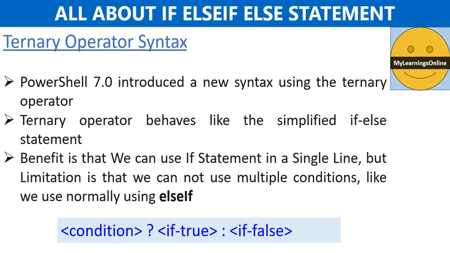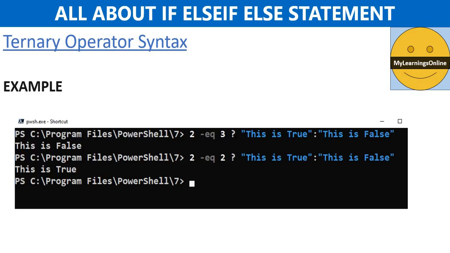Benefit of using this new syntax is that we can use if statement in a single line, so it can easily be used in command shell. But limitation of using this new syntax is that we cannot use multiple conditions for evaluation like we could use in normal if else statement. In this screenshot, we can see the use of new if statement using ternary operator in PowerShell 7. We have two simple examples in this screenshot. In case you are not aware about how to deploy PowerShell 7, you can refer previous videos of this series.